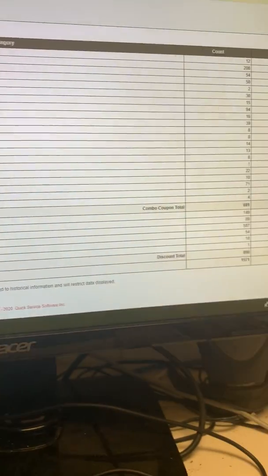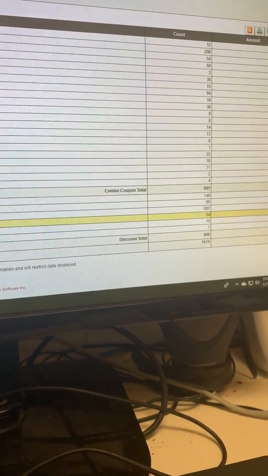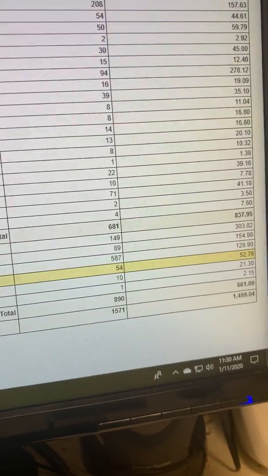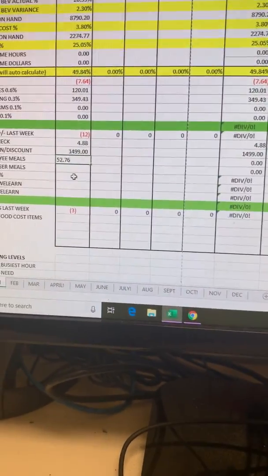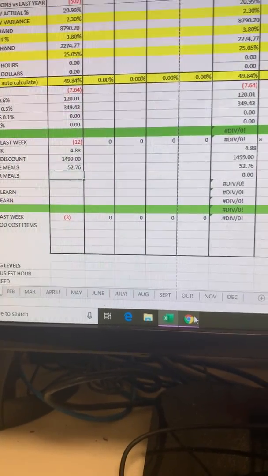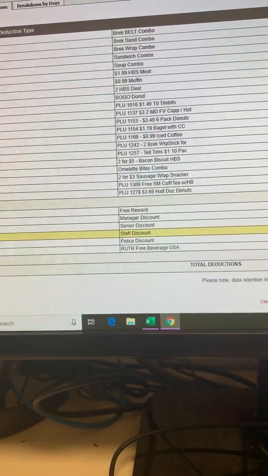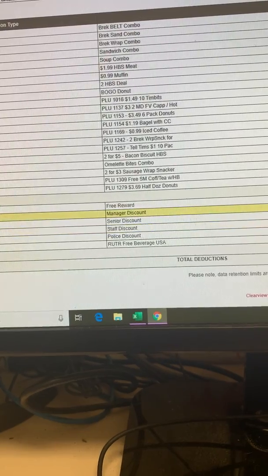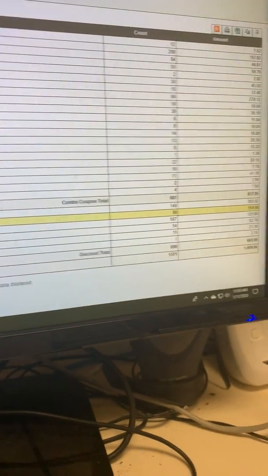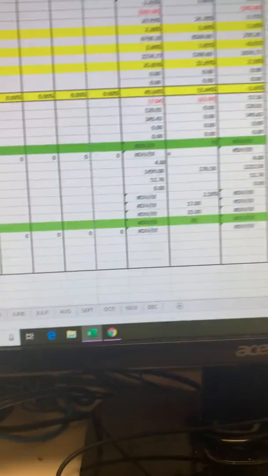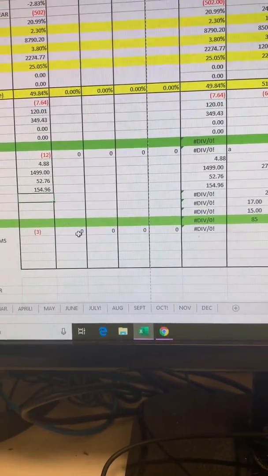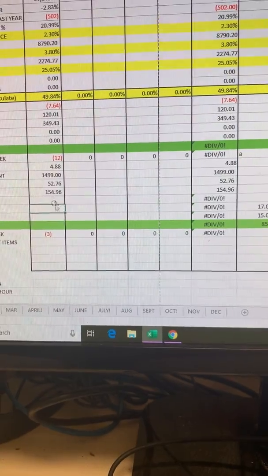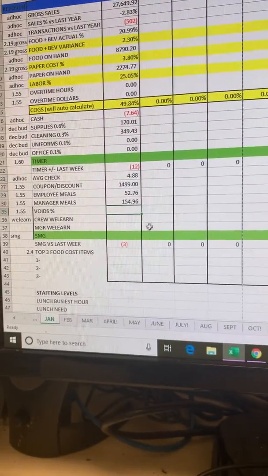Employee meals. Employee meals are extremely important. My employee meals were $52.76. I know more people than $52 probably ate meals. You want to keep an eye on that. Same thing with manager meals. $154.96 for my manager meals. You want to make sure that everyone is ringing in their food, especially managers. Those are free. There should be no reason why they shouldn't be ringing in their meals.